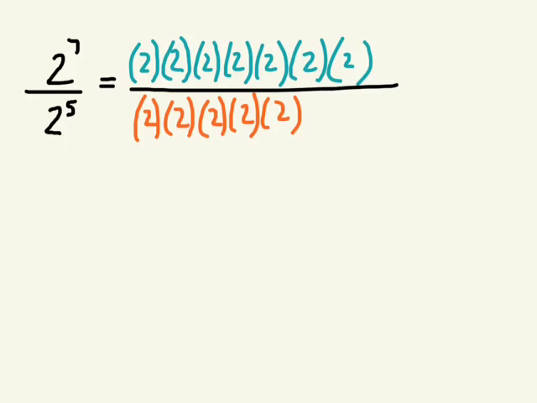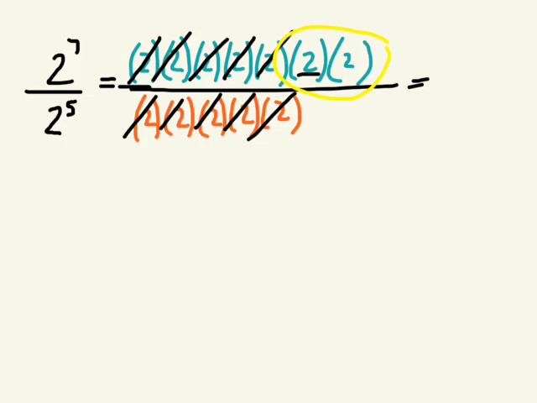Well, if I take 2 divided by 2, this cancels out, right? 2 divided by 2 is 1. This cancels out, this cancels out, this cancels out, and this cancels out. What am I left with? Just 2. So the answer is just going to be the base 2 to the power of, how many of them do I have? Just 2. Right.